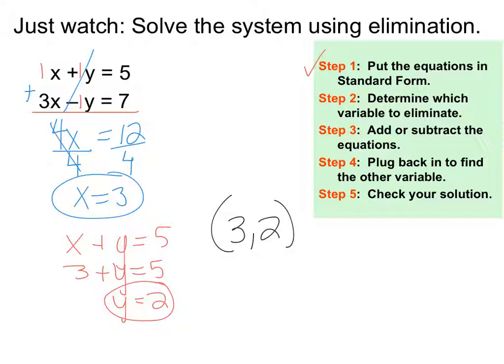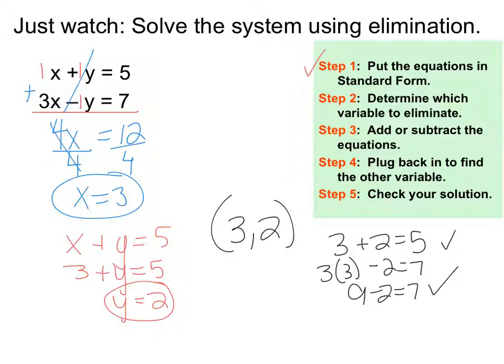And if I want to check it, in the top equation I'm saying is 3 plus 2, 5. And in the bottom equation I'm saying is 3 times 3 minus 2, 7. And I know 3 plus 2 is 5, and then I know 9 minus 2 is 7. So my check works for both. So I know 3, 2 is definitely the answer to this.